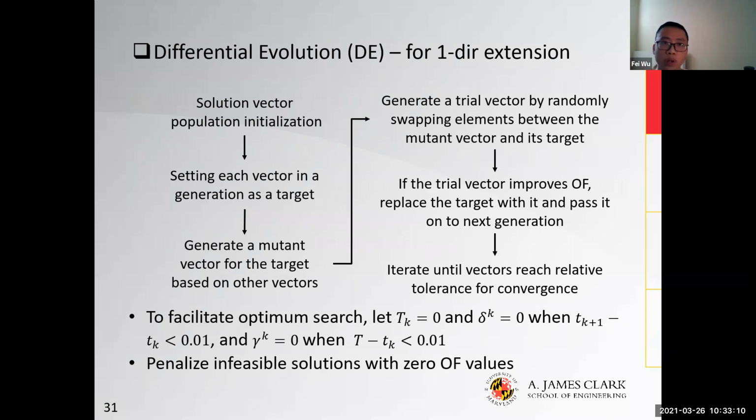So here is a framework for the differential evolution, where we use some initialized solution vectors and then generate a mutant vector for a target vector, and then a trial vector is generated between the mutant and target vector. The evolution method checks if the trial vector improves the objective function, and then it iterates until the vectors reach the relative tolerance for convergence.